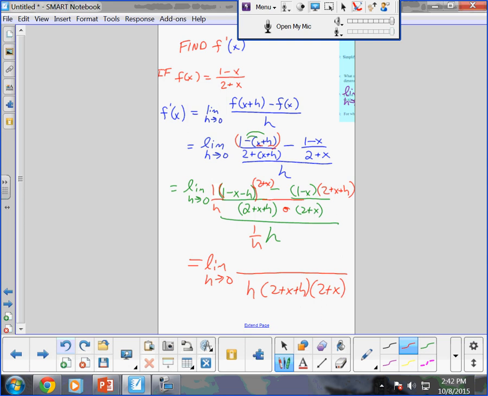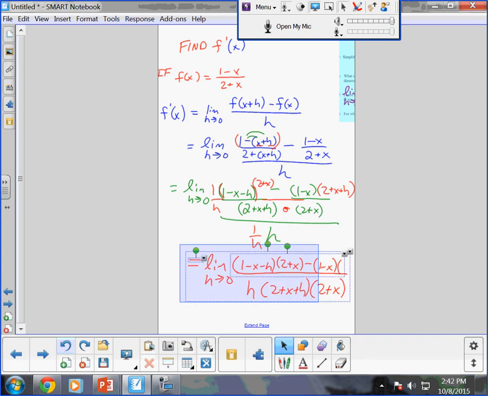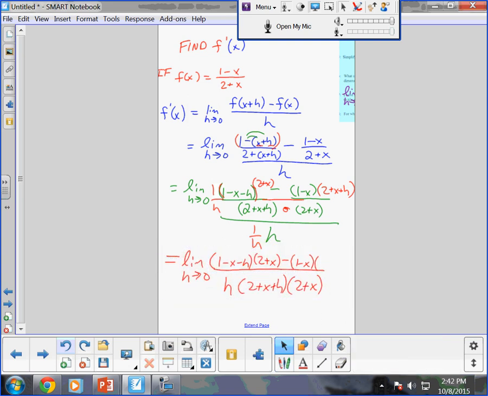Right now, the bottom is still 0, right? If I plug 0 in for h, this is screwing me over. But I still can do now all this multiplying, Tony, is what we're going to do. And maybe so you see it, I'll write it out one more time. 1 minus x minus h times 2 plus x minus 1 minus x times 2 plus x plus h.